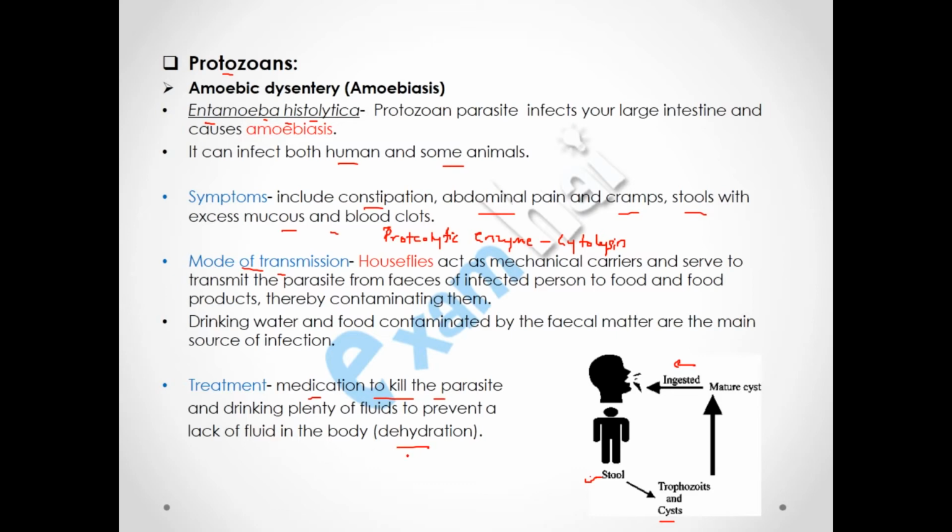Other control measures are cleanliness and washing hands with soap and water before handling any food item and before eating, washing vegetables and fruit before eating them, protection of food and drinks from flies, disposal of human feces in a proper sewage system, and cooking of food, which can destroy the cyst of this protozoan very easily. So these are the control measures.